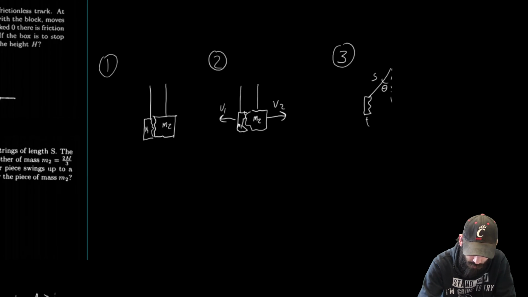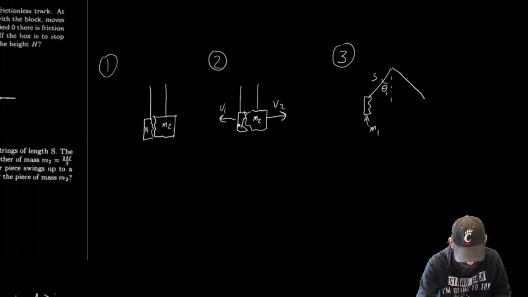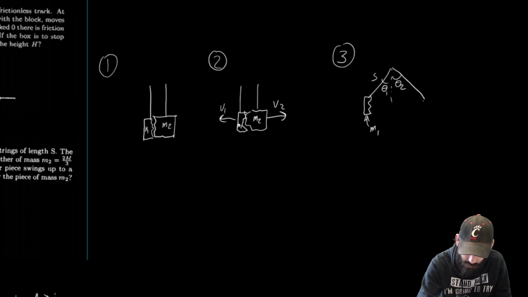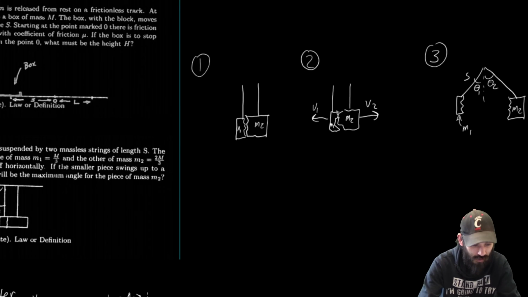This is our M1. This one is theta 1. This is going to be theta 2. And then this is going to be our mass, M2. Okay, so conserving momentum from state 1 to state 2.